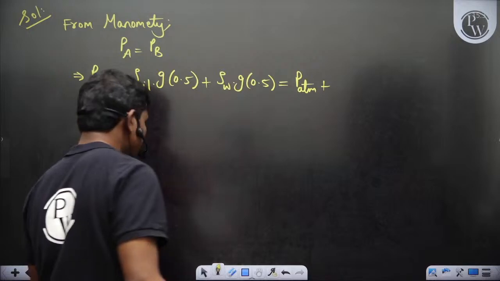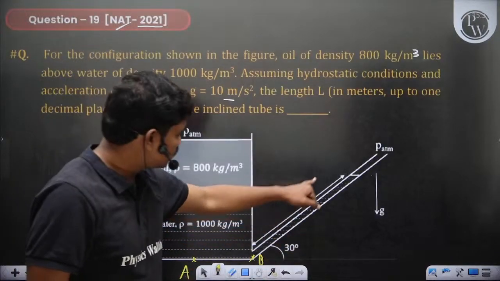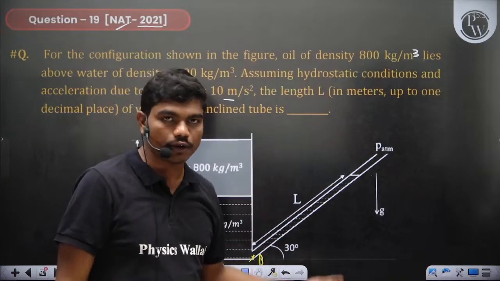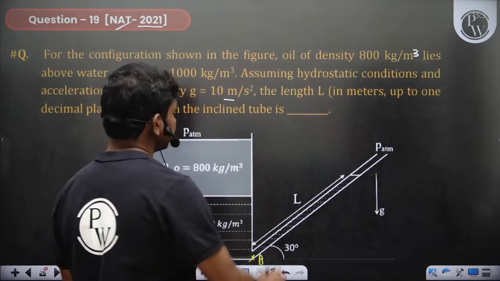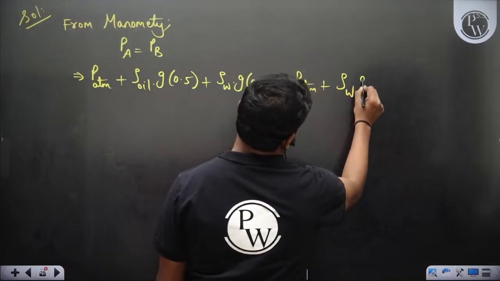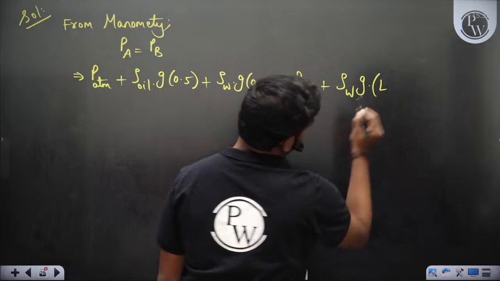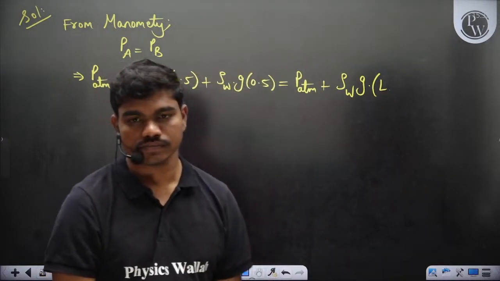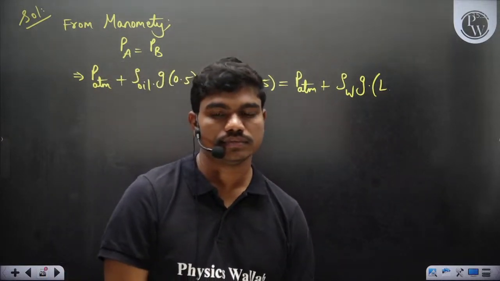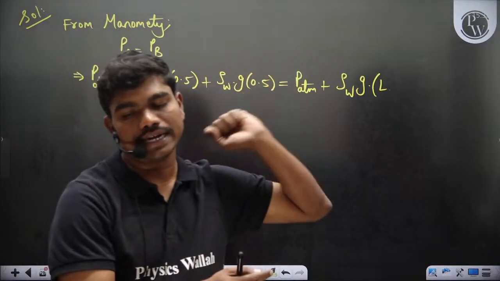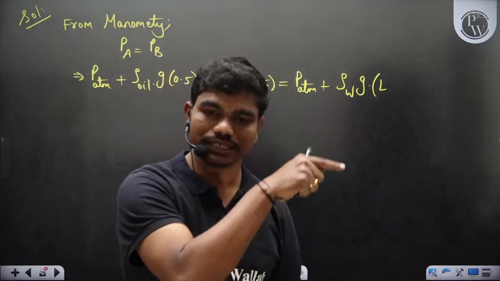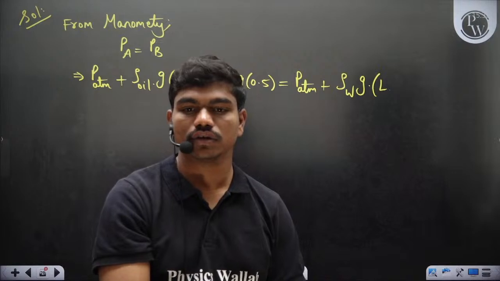plus, now tell me one thing, this is total L. Can I write density of oil or density of water into G into L? Can I write like this? There is a slant fluid column of length L, then the pressure difference between the fluid ends is rho G into L is what I am telling. Is this okay?